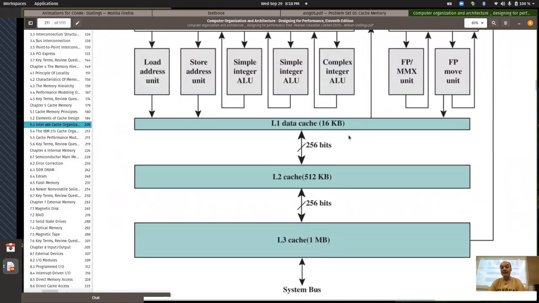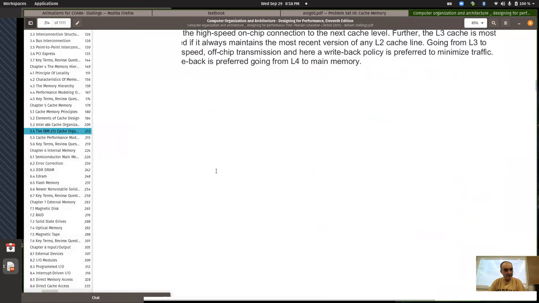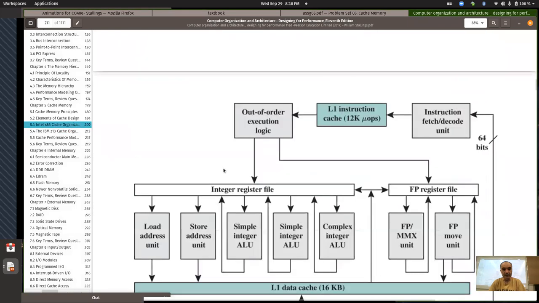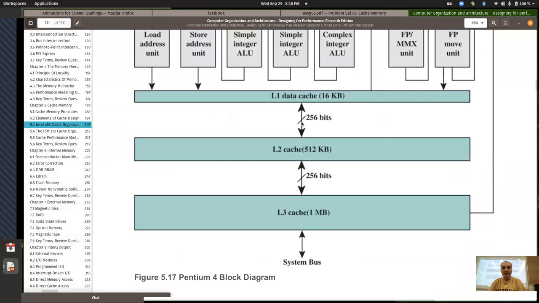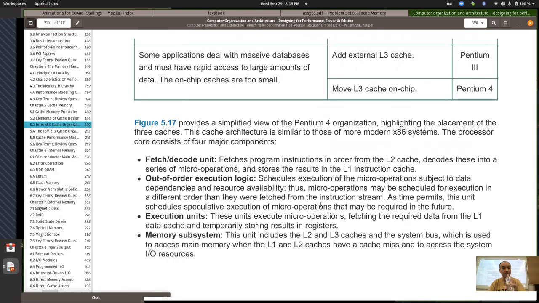In typical systems nowadays there'll be multiple levels of cache. Three is typical. On this one, an older Pentium 4, this is indicating the total size of the cache at each one of these levels, from a megabyte at level 3 down to 16 kilobytes at level 1. But this doesn't tell what the actual block size is, although it's probably described in the text here, I suppose.